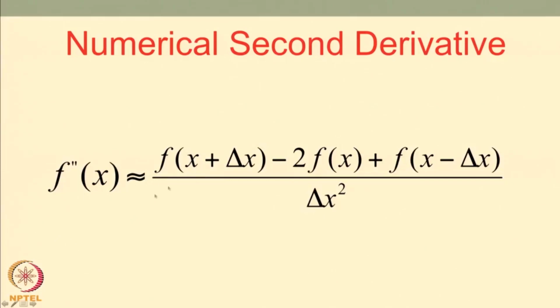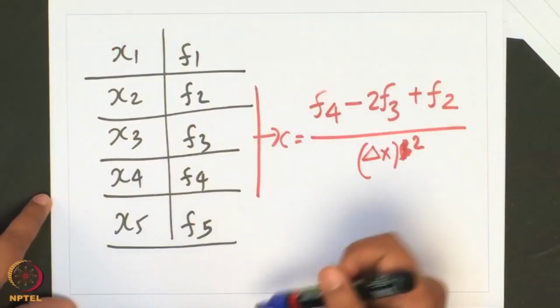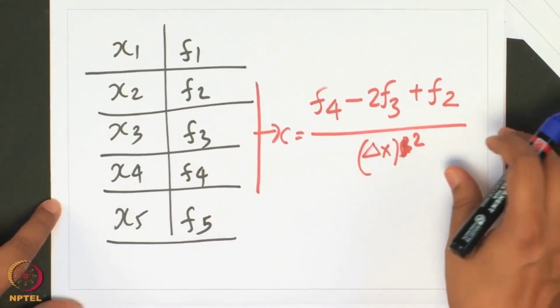So this is f double prime of x. Double prime means 2 derivatives, the second derivative, which we also wrote as c of x. So this is the way to calculate second derivatives numerically. Given these 3 data points, we can calculate second derivatives. If you take any 3 data points, we can calculate second derivatives.